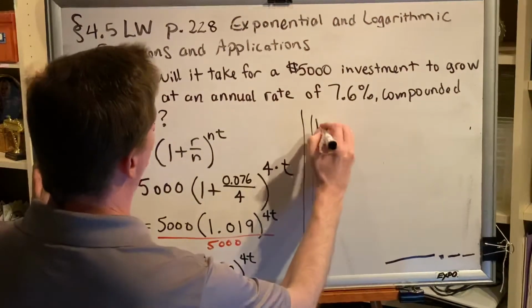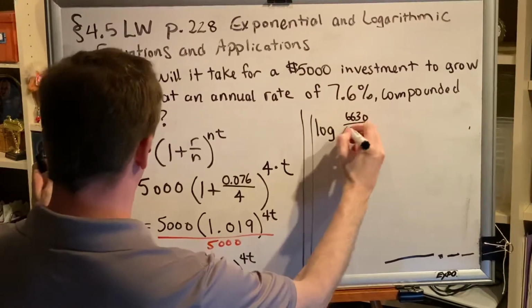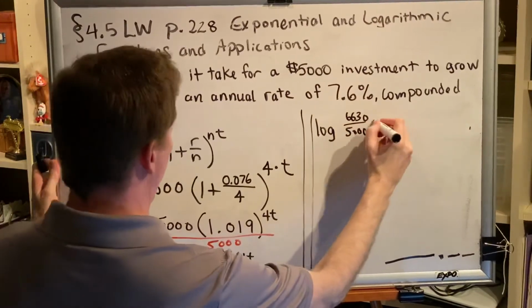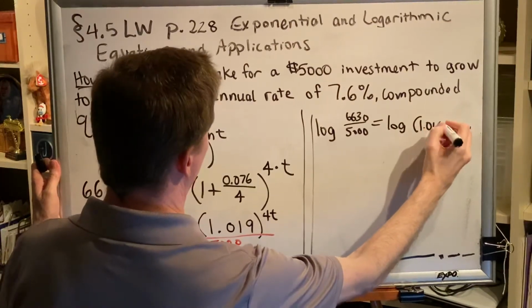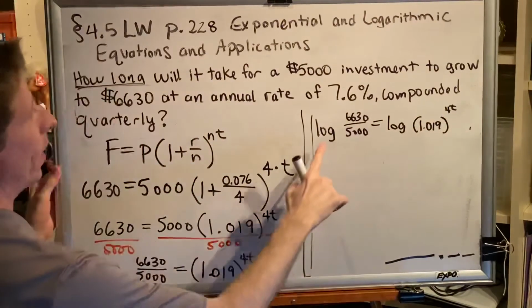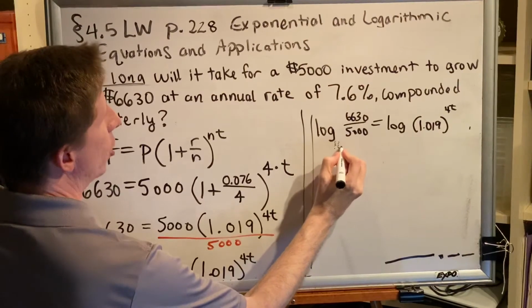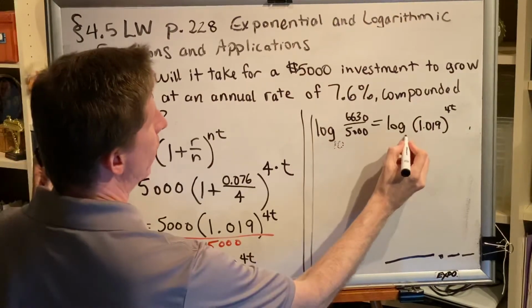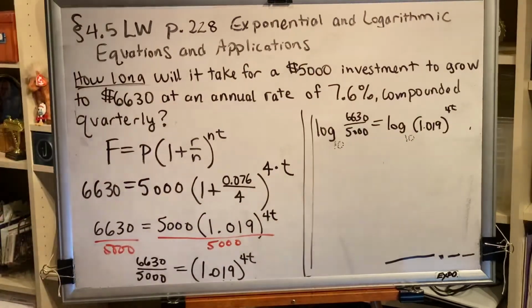So we get log of this fraction equals log of this exponential. Remember that when we write log without a base, it is implied that the base is 10. So we really are taking the log base 10 of both sides. It's just that we're not writing the 10 because it is not required.